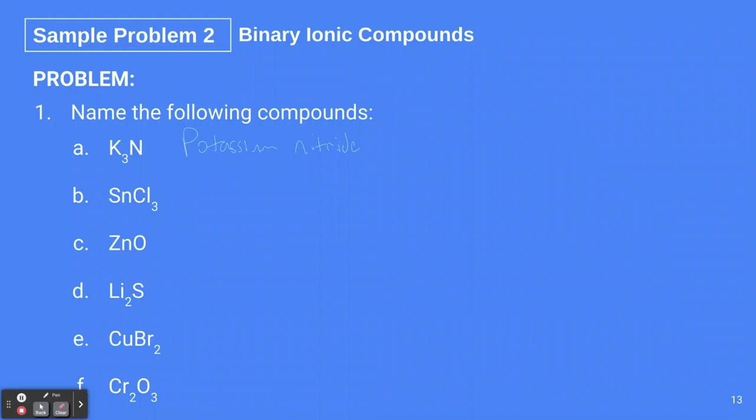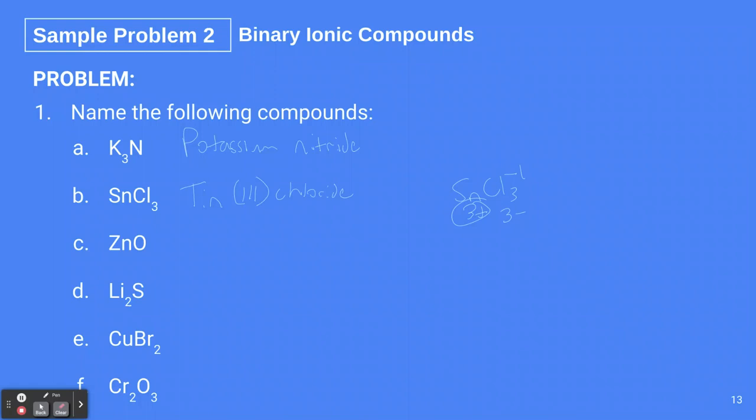This next one, tin, is not in the first two columns or in that staircase that we talked about. So we need tin, but we need to figure out its charge. So tin chloride, each chloride is a -1, so we get a -3 charge. That means our tin, since we only have one, has to be a +3. So it's tin 3 chloride.